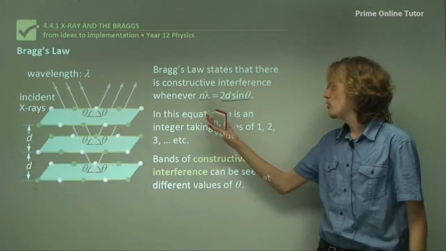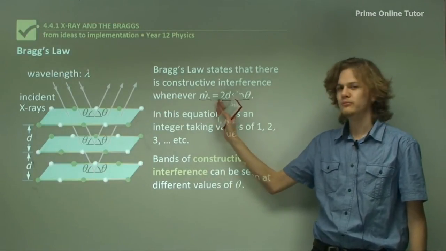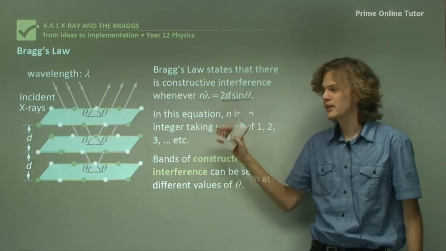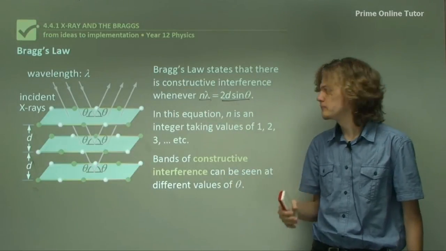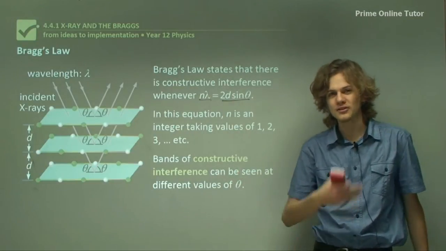So that means that if we know theta and we know lambda, then we can determine d by varying theta. Of course, n we sort of know the value of as well because it has to take on integer values.